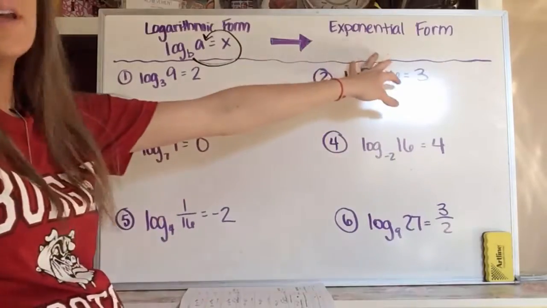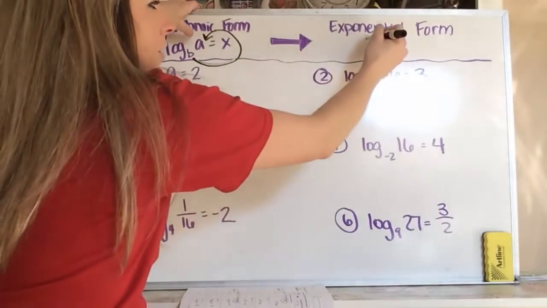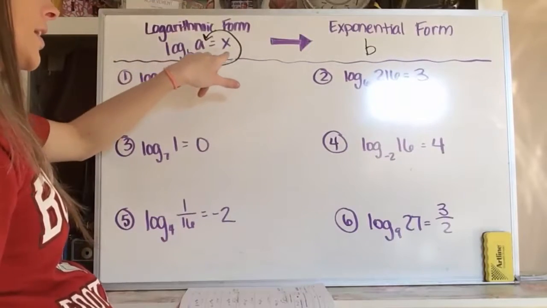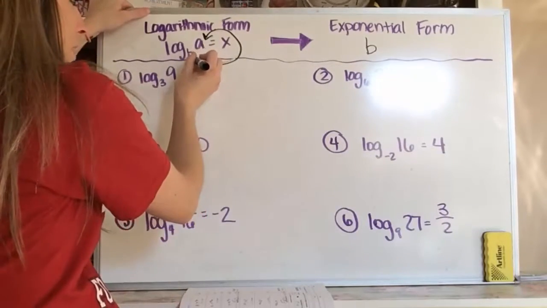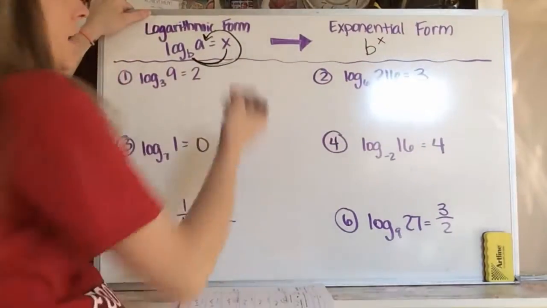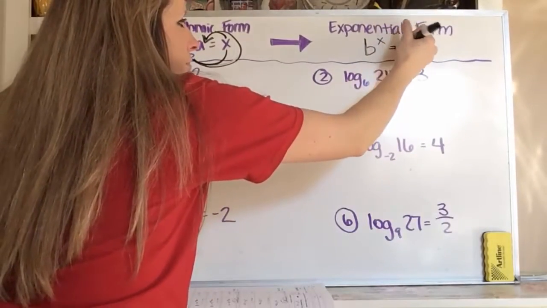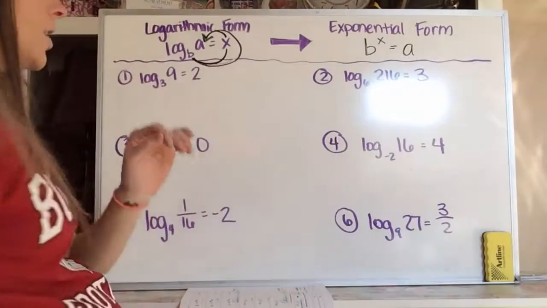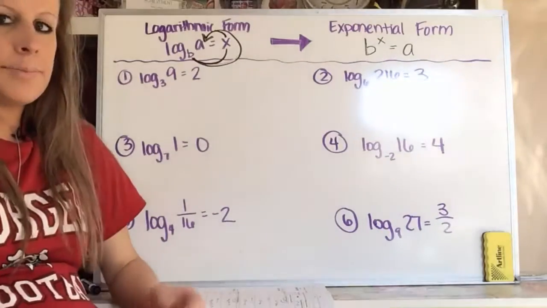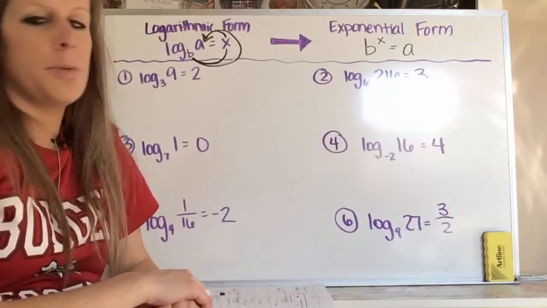Alright, so we're going to put it in exponential form. See how we started with the base? That's what we put here in exponential form. We put our base. We're working counterclockwise, so the next thing is the x, so base to the x power equals, keep going counterclockwise, a. So that's how you change from logarithmic form to exponential form. If you can remember that you always start with the base and move counterclockwise, you'll be good.